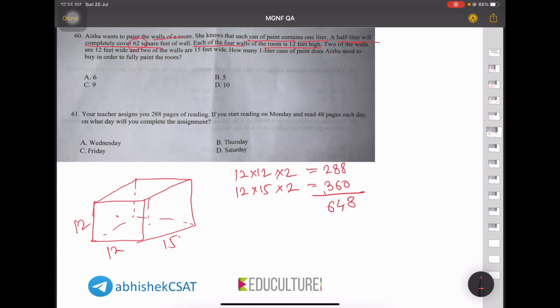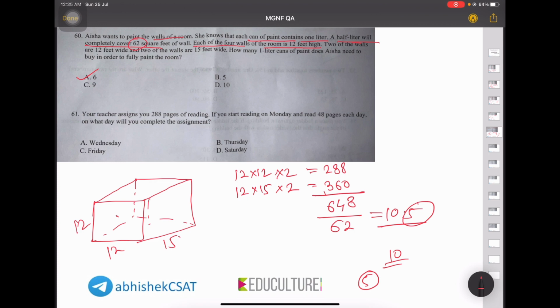So 62 square feet of wall will be painted by half liter. So divided by 62. When we divide this, we will get more than 10, because 62 into 10 is 620, so 10.5 something. So these are the half liter cans. When we have 10 half liters, that is 5 liters of cans required, but there is more, no? So we need an extra can for that. We cannot compromise. So we need 6 liters. We need 6 one-liter cans.